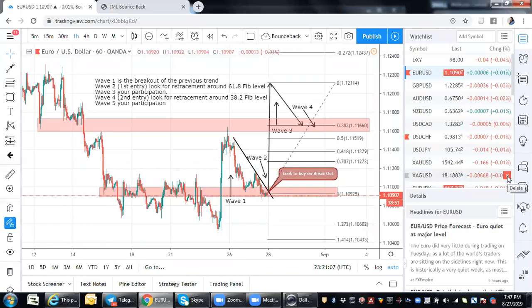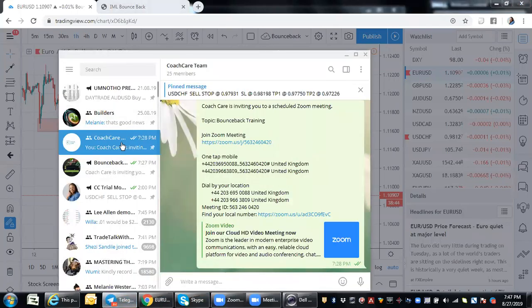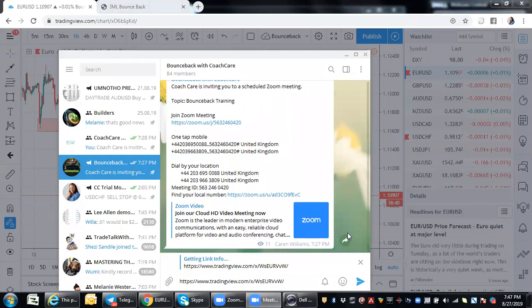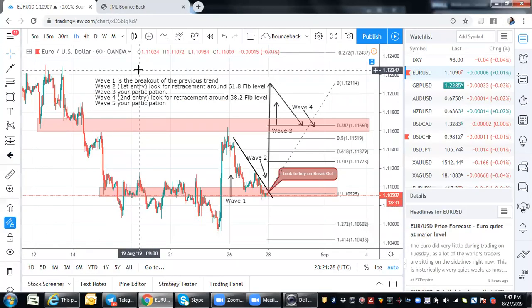All right. That is your nuggets for tonight. I'm going to put this in the bounce back group chat. Boom. That's your homework, to go and look, and you can actually analyze specific trades.